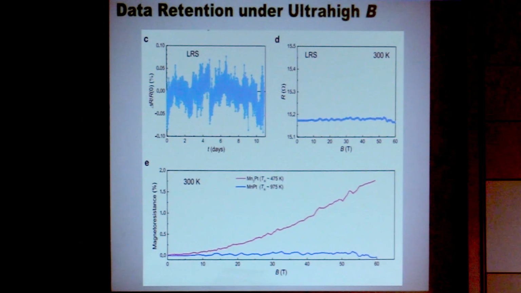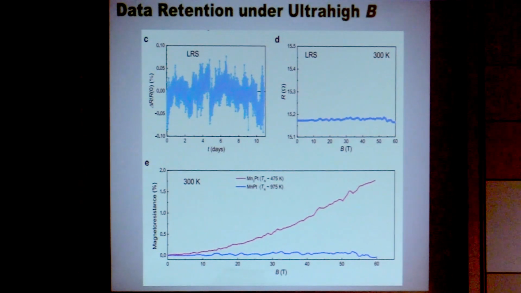That's because this material has a very high Néel temperature, and the antiferromagnetic exchange coupling field is very high, and then the spin flop field is very high, more than 100 Tesla. So 60 Tesla doesn't affect the spin configuration.